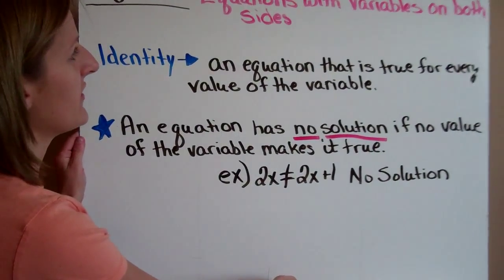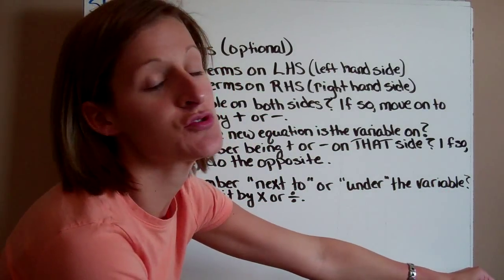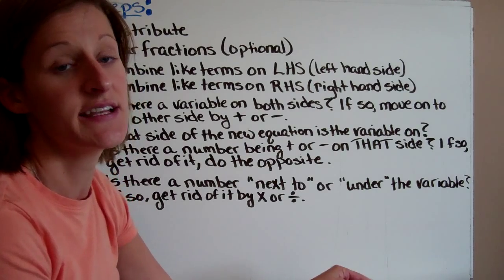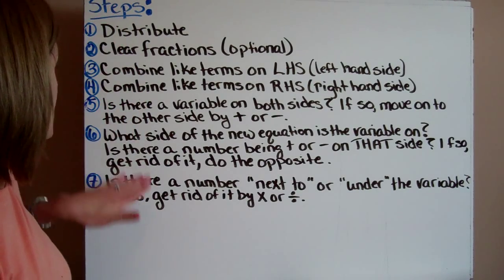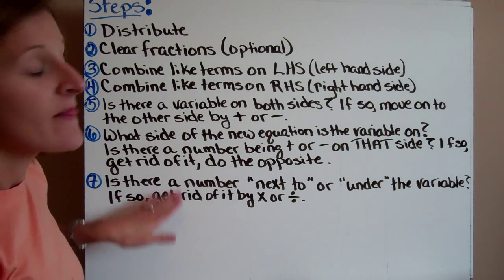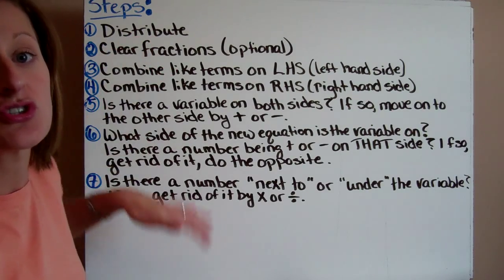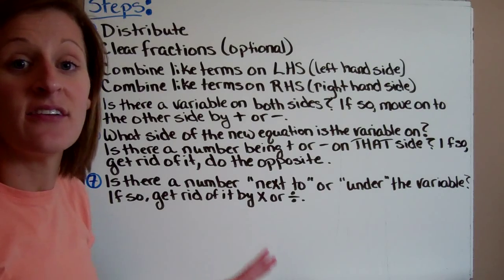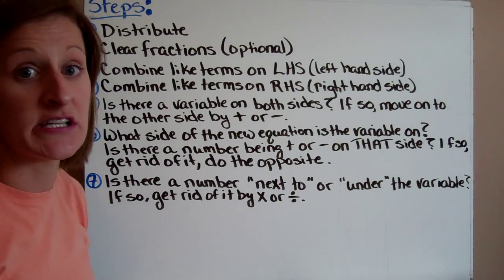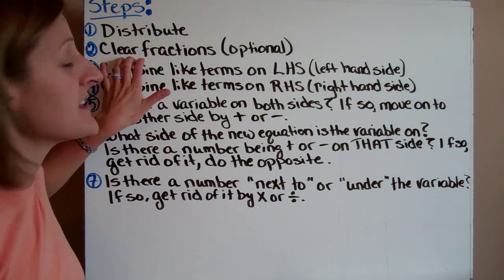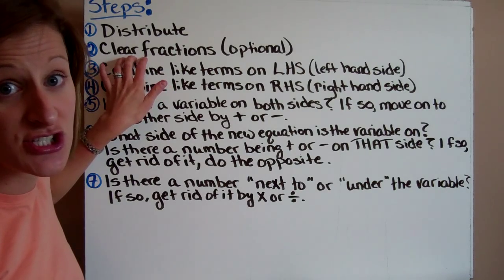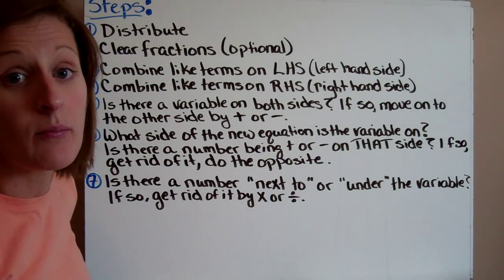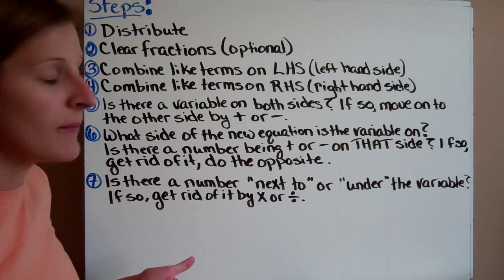Now when we are solving variables on both sides, and you can use these steps really when you're solving any type of equation, you need to go through these 7 steps. The first step is to distribute. So if you have parentheses and need to distribute, you need to do that, even if it's on both sides. The second thing is optional, but I highly suggest you clear all of your fractions. Remember, we multiply by a common denominator.